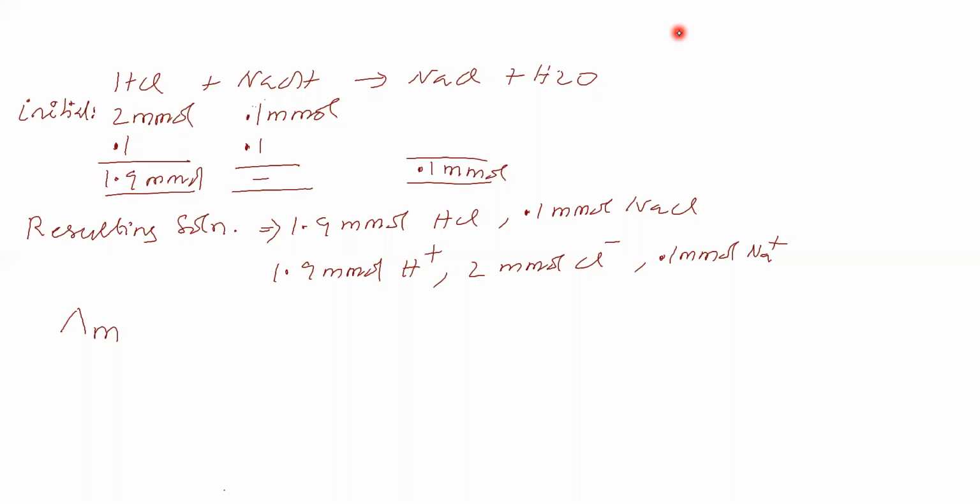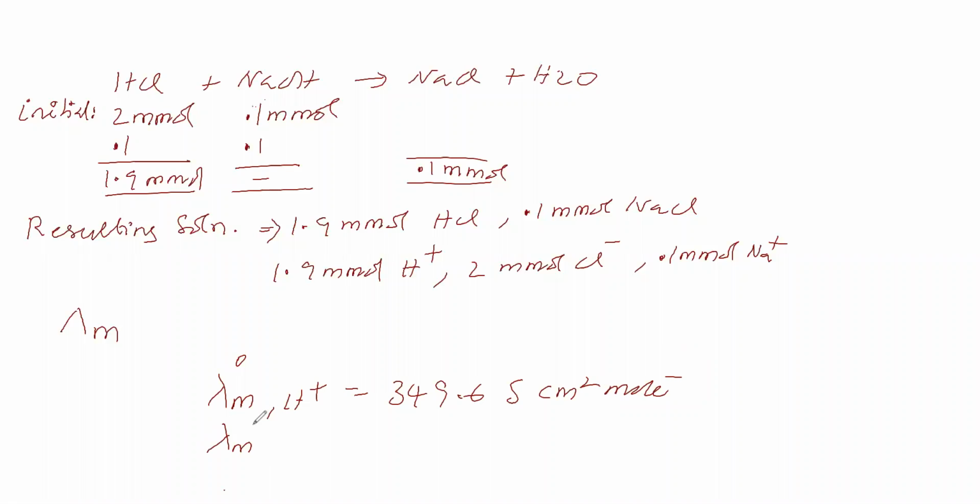Now, which is high and which is low, that we have to see. For the lambda m of the solution after adding sodium hydroxide and before adding sodium hydroxide, which value is higher and which is lower, that point we have to see. For that case, we will take one clue. We will take lambda m naught of H plus as 349.6 Siemens centimeter square per mole.